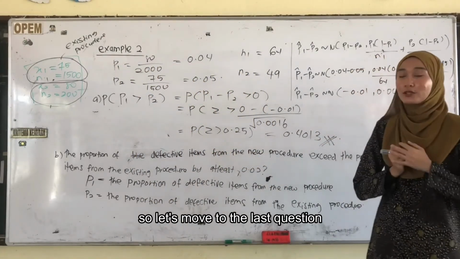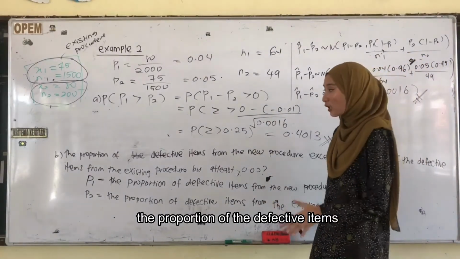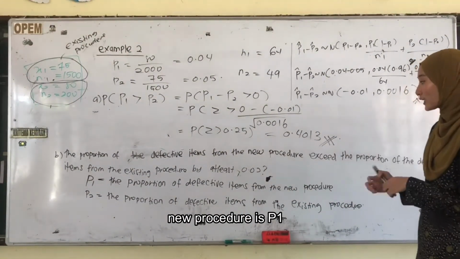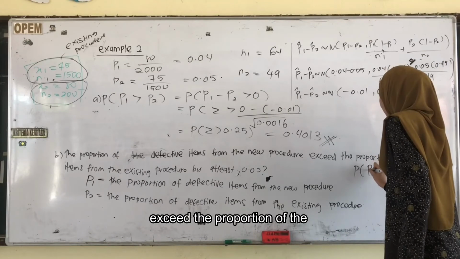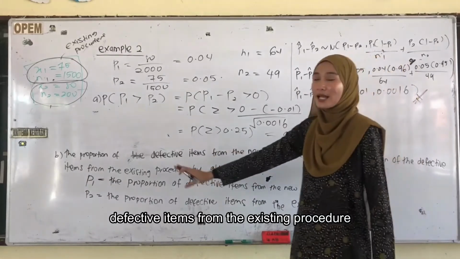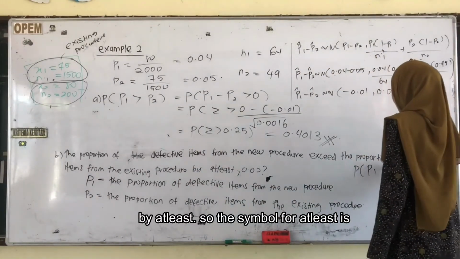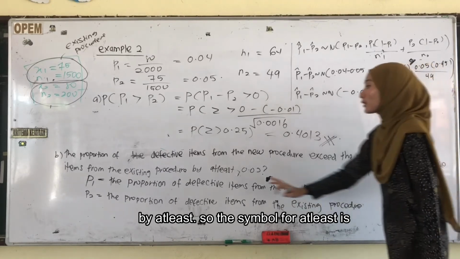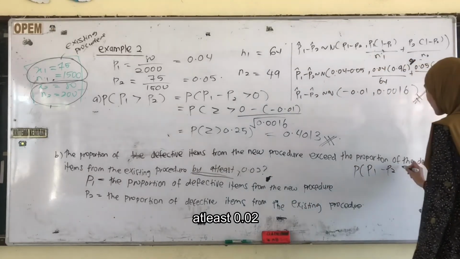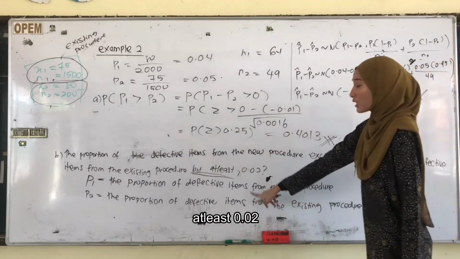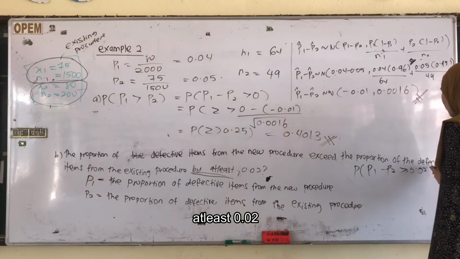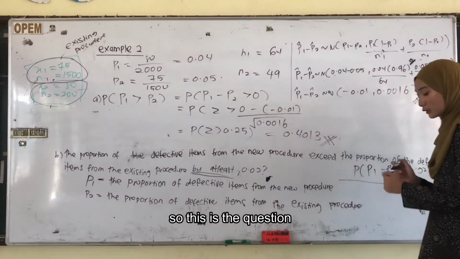So let's move to the last question. The probability of the proportion of the defect item for the new procedure. New procedure is P, right? Exceed the proportion of the defective item for the existing procedure by at least. So the symbol for at least is at least 0.02. So this is the question.